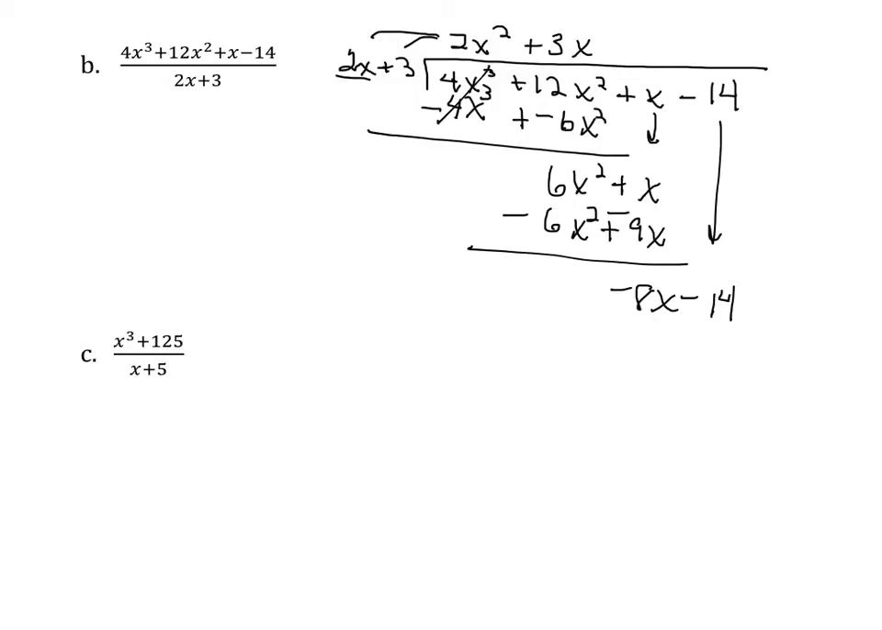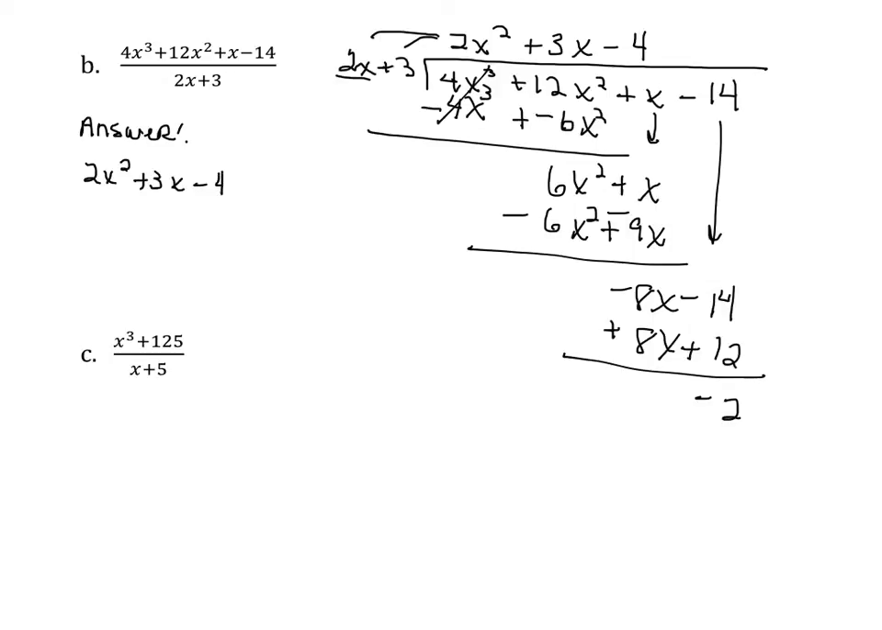2x goes into negative 8x a negative 4 times. Negative 4 times 2x is a negative 8x. Negative 4 times a positive 3 is negative 12. Change your signs or add the opposite. There they go. Negative 2 is the remainder. So how do we write the answer? The answer is 2x squared plus 3x minus 4 minus 2 over the divisor of 2x plus 3. Your answer is called the quotient.